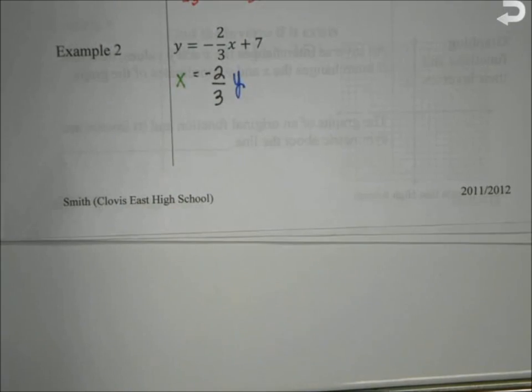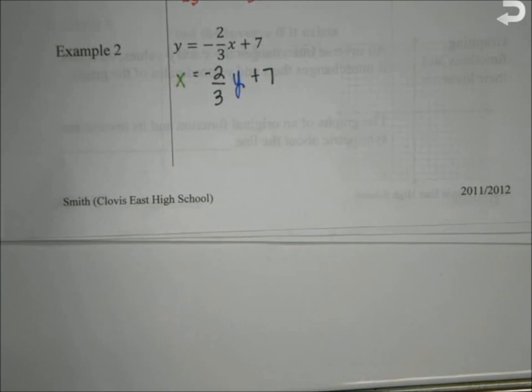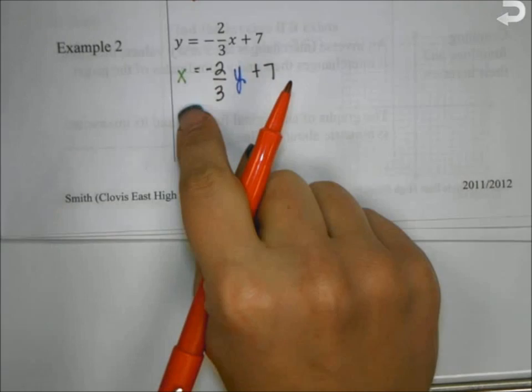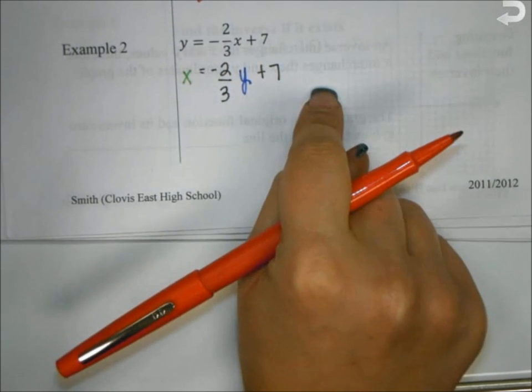Okay? And then all I need to do here next is solve for y. I have two methods I can do here. I can subtract 7 and then multiply by the reciprocal to get rid of that, or I can cancel out the fraction now. Which way do you guys want to do? You want to cancel out the fraction now?